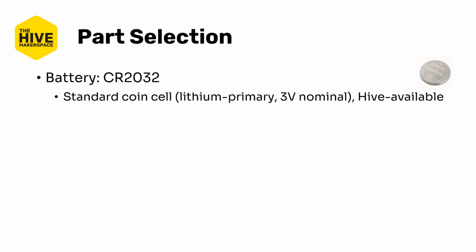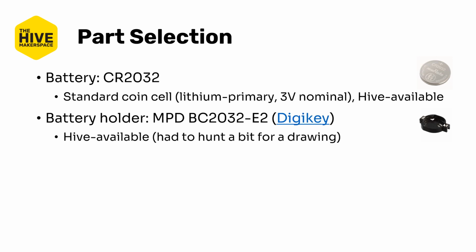So what were the parts that we actually chose? The battery is a CR2032, a really standard coin cell, lithium primary, 3-volt nominal, and I chose it because, again, it's Hive available and it's small. The battery holder is also the standard one that we've been using at the Hive. I did have to hunt a little bit for the drawing, but we'll talk about that much later.